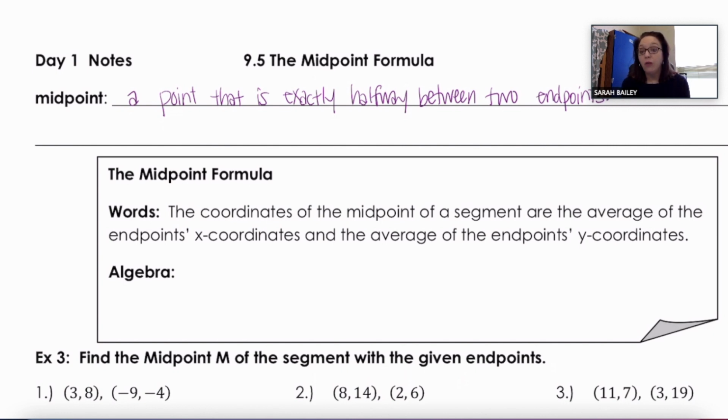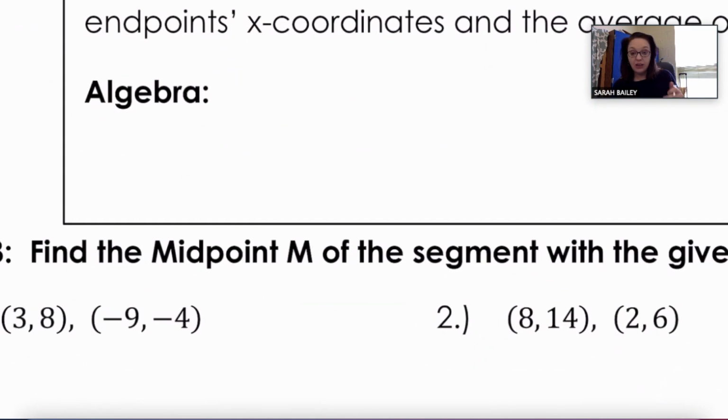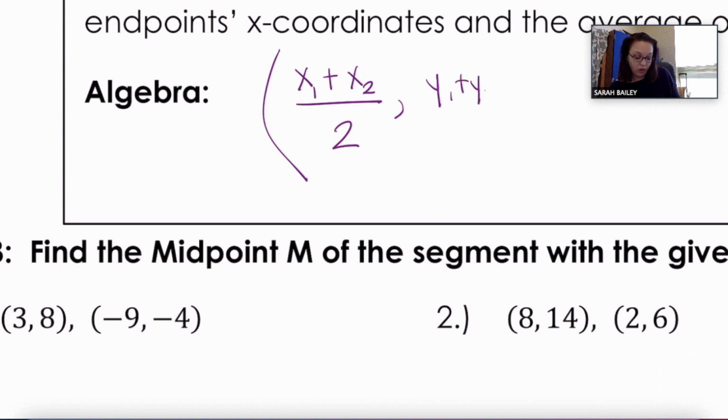So the midpoint formula, in words, the coordinates of the midpoint of a segment are the average of the endpoint's x-coordinates and the average of the endpoint's y-coordinates. In other words, here's the formula. In algebra, meaning we're going to write the formula. So you're going to do x sub 1 plus x sub 2 and then divide by 2. So we're taking the average of the x-coordinates and, comma, take the average of the y-coordinates. That's how you get your midpoint.